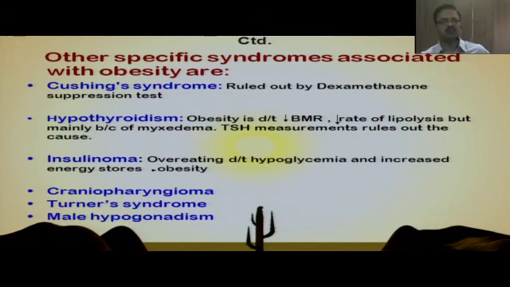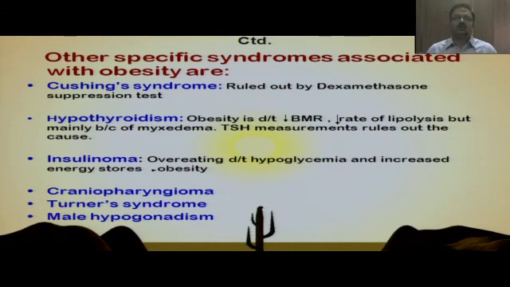Now this Cushing syndrome is because of an increase in the cortisol levels. Cortisol is a steroid hormone which acts on the adipocytes. Mobilization of the fat cells occurs from the periphery to the centripetal region. This type of obesity can be ruled out by a dexamethasone suppression test.